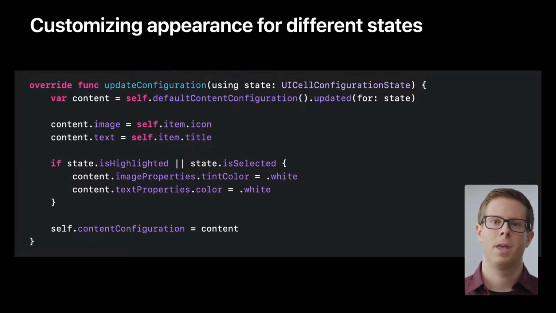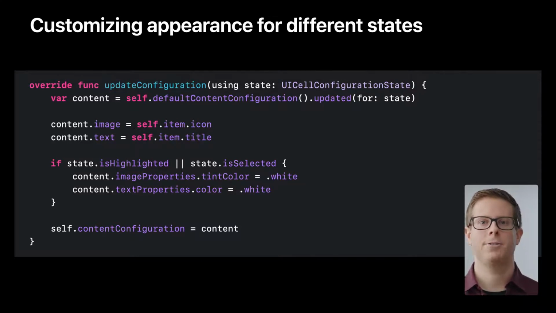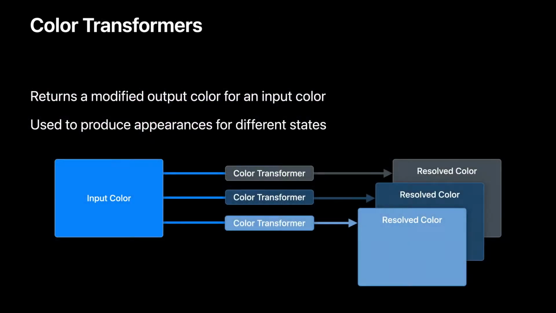Now in this example, we set different colors for the image and text in certain states. But there's another way to change the appearance of colors in different states, using a new type called a color transformer. A color transformer takes in one color and returns a different color by modifying the original color in some way. For example, you might have a color transformer that returns a grayscale version of a color. So a color transformer is just a simple function.